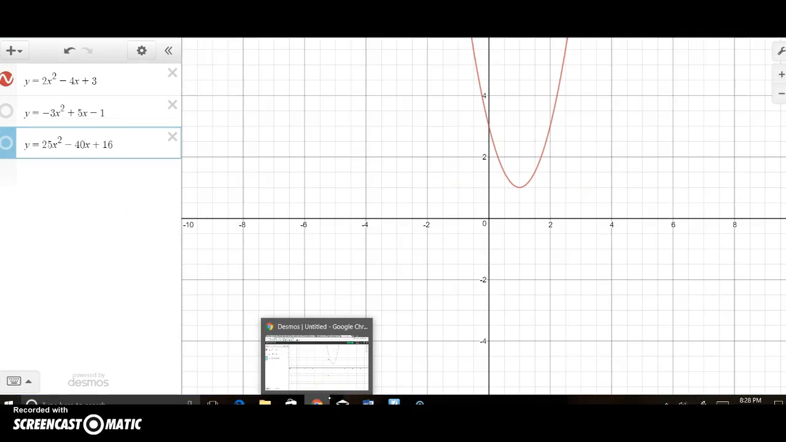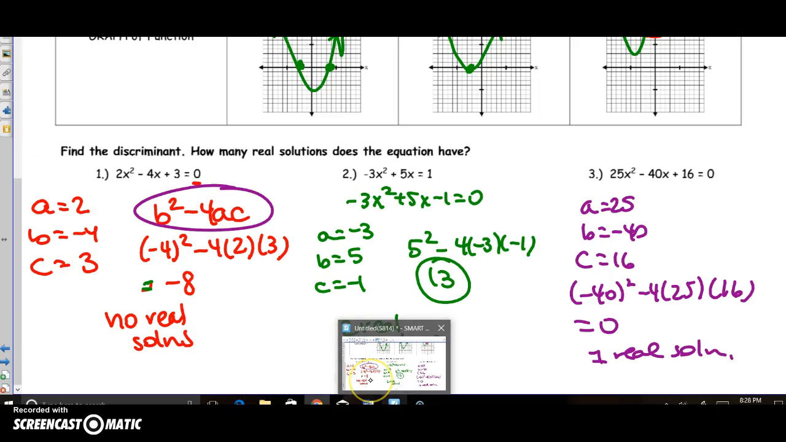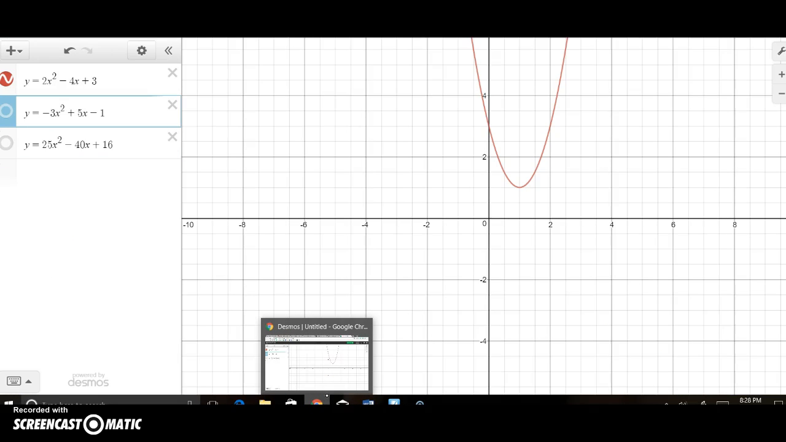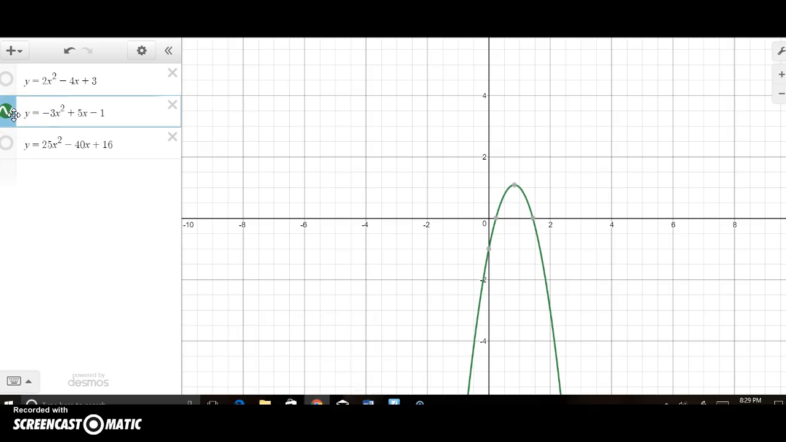When I do that right now, if you look over here to the left, I have my 3 graphs plugged in. I'm going to select them one at a time. Here's our first one with that negative discriminant. Then our second one, I'll turn this one off and turn this one on. Notice that we have our 2 real solutions. And last but not least, I turn on the last one and notice that we just have that 1 root. As we talk about with everything, make sure that you're checking it graphically.